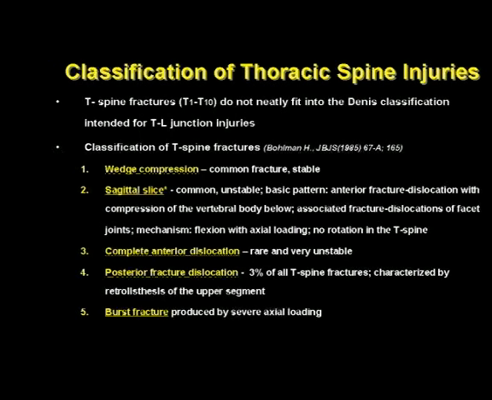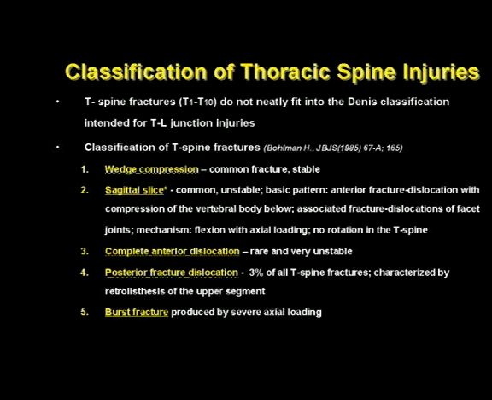Okay, let's talk a little bit about classification. Why is classification important? Because this is the way we communicate with our orthopedists, and we standardize the way we talk with each other. The thoracic spine classification is a little bit different from the thoraco lumbar spine classification, but if you study both, you find there's quite a bit of similarities. The first fracture is the wedge compression, which is essentially the same in both areas.